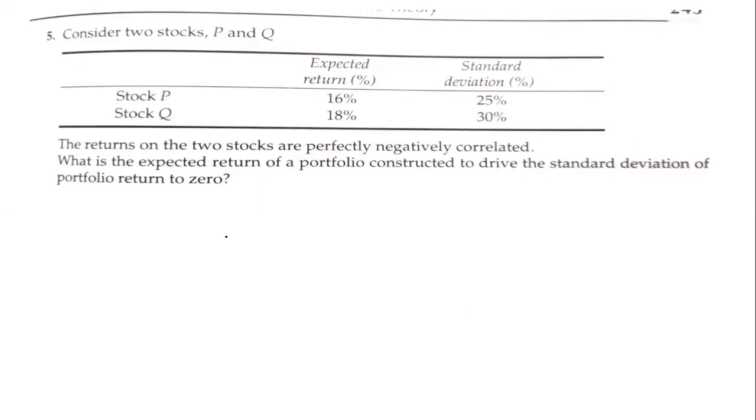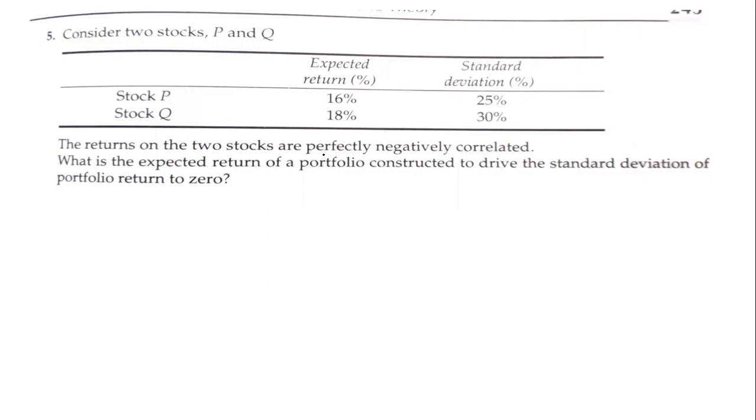So in this video we are going to solve two problems. This is the first one, let's solve it. Consider two stocks P and Q, and he has given the expected return and also the standard deviation of both the stocks. And he is asking, if the returns on the two stocks are perfectly negatively correlated, what is the expected return of a portfolio constructed to drive the standard deviation of portfolio return to zero?